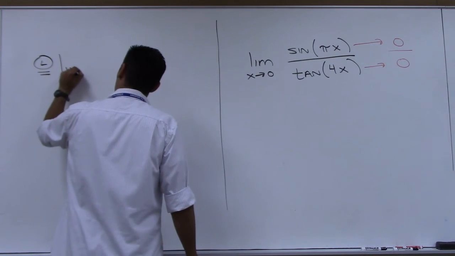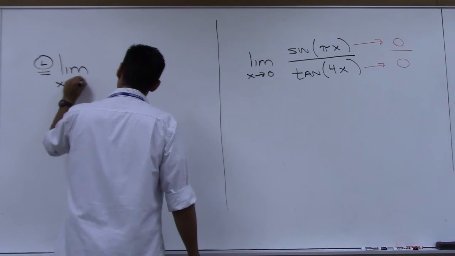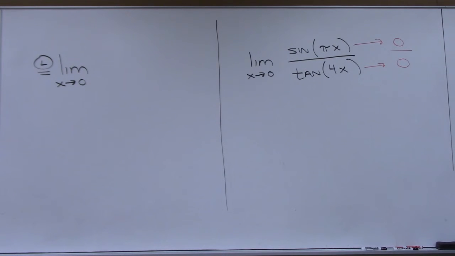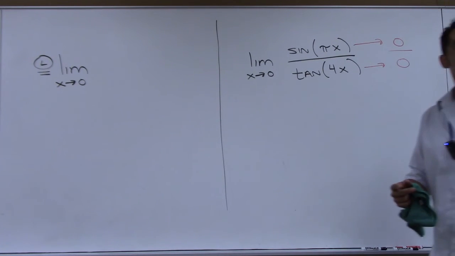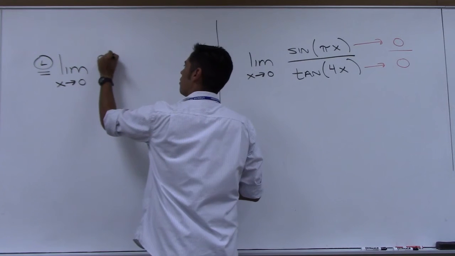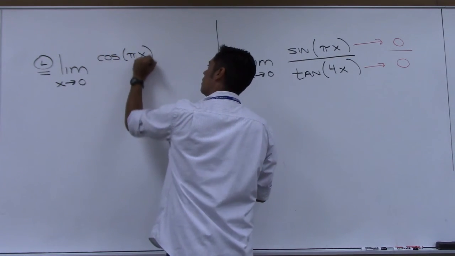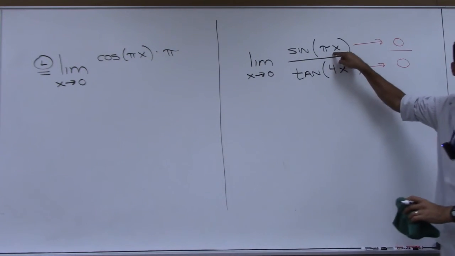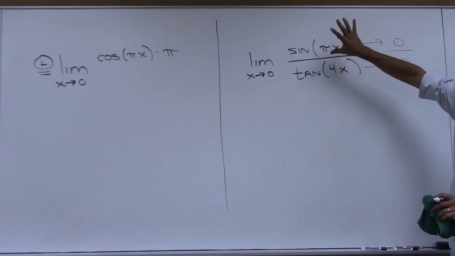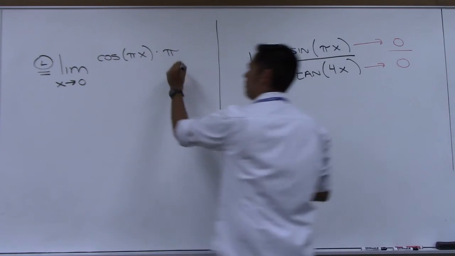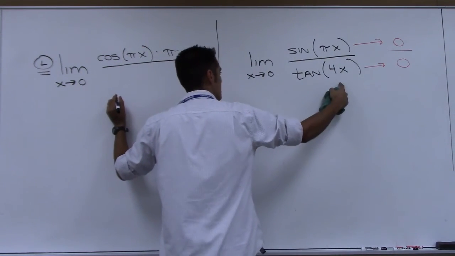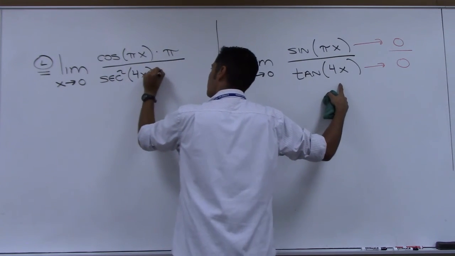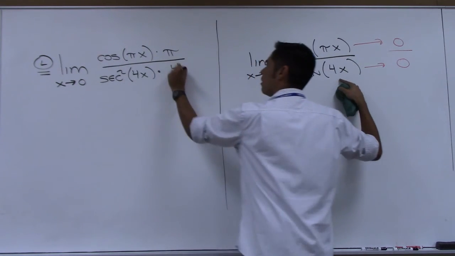you get the limit as x goes to 0. You have to take the derivative of the top. Cosine pi x times pi, good, chain rule. Don't forget, you have to take derivative of what's inside. Now that's separate, I'm done with derivative on top. Derivative on the bottom: derivative of tangent of something is secant squared of 4x times derivative of the inside, 4.